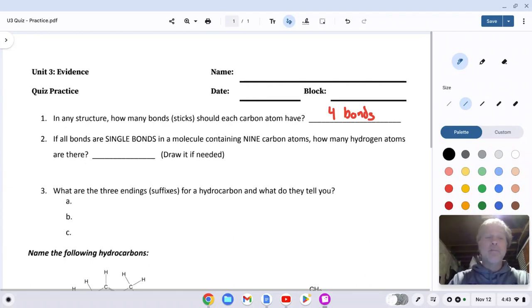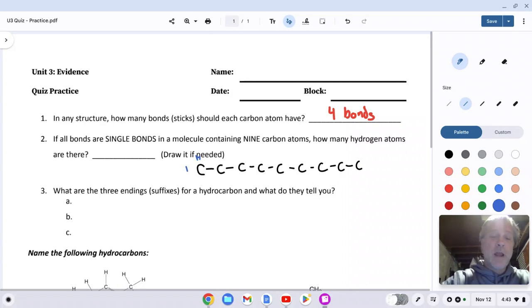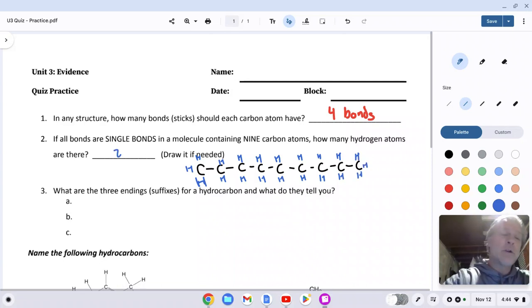The next one says, if all bonds are single bonds in a molecule containing 9 carbon atoms, how many hydrogen atoms are there? So if I go 1, 2, 3, 4, 5, 6, 7, 8, 9, and I do single bonds just like the problem asks for, and then I start adding hydrogens, once I start counting them up, it's 1, 2, 3, up to 20. So the correct answer here would be 20.